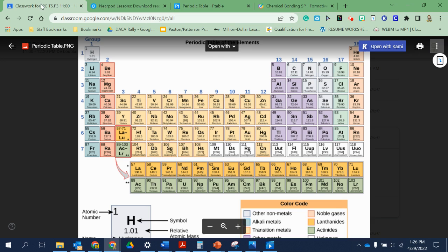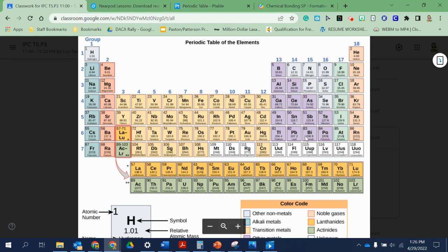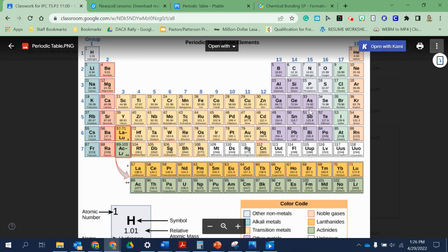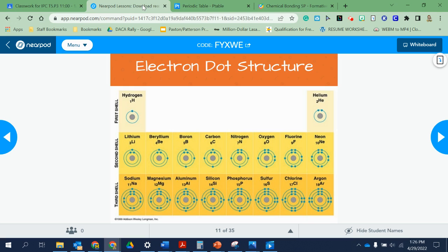So we have the periodic table here, and then we have this version that we've been using. And what you can see is that this is a periodic table, right? That we're seeing right here. It's just that what this is showing you are the different shells and all of the electrons on those shells, right?